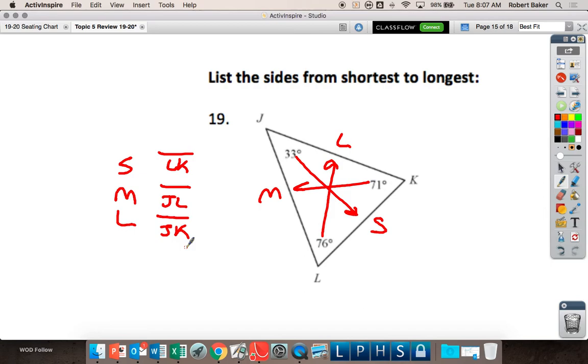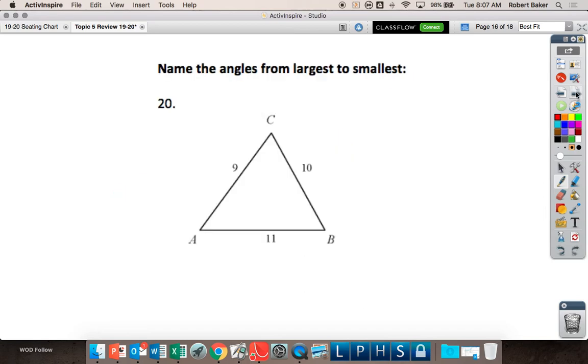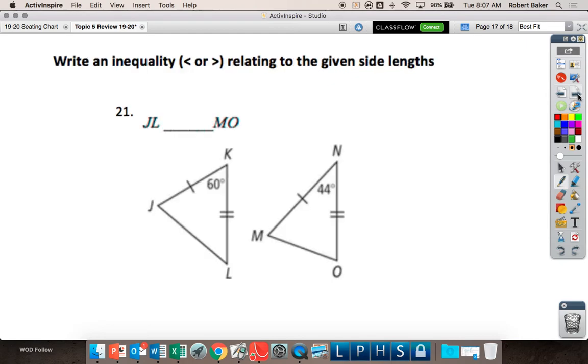Alright, you guys did pretty well with this in class. So this is another one that says list the angles from largest to smallest. For our Hinge theorem, it says write the inequality relating the given lengths. Remember, I have two congruent sides. These two sides are congruent to these two sides. And I have a 44-degree angle here and a 66-degree angle here. This is a bigger angle. This is a smaller angle.